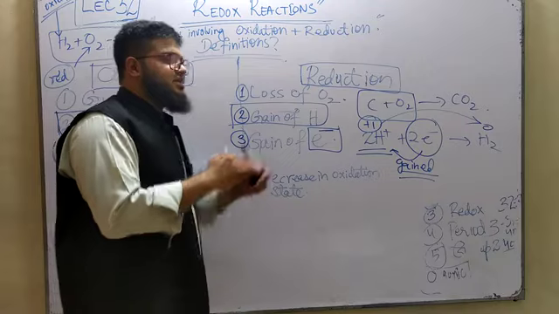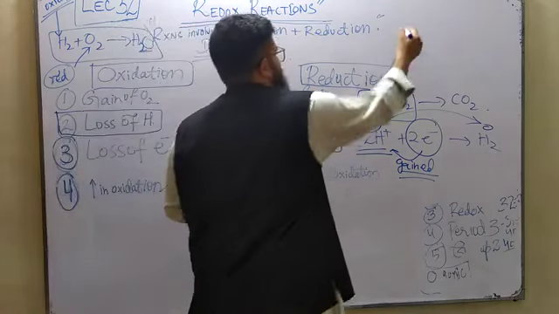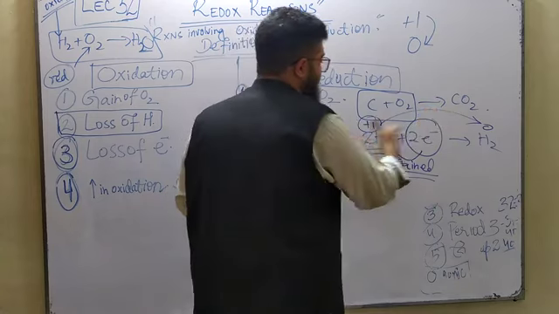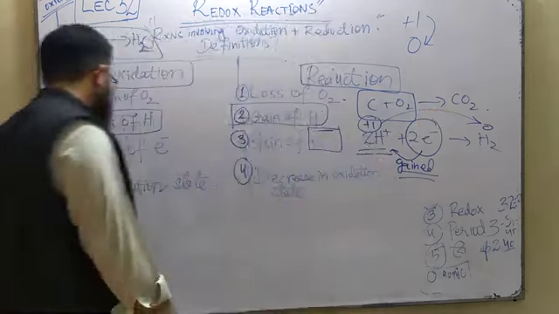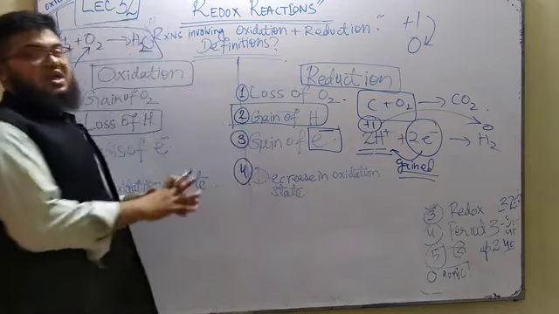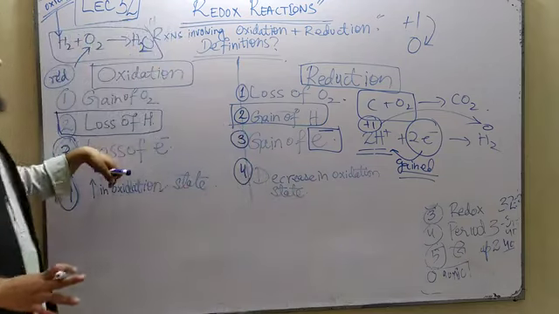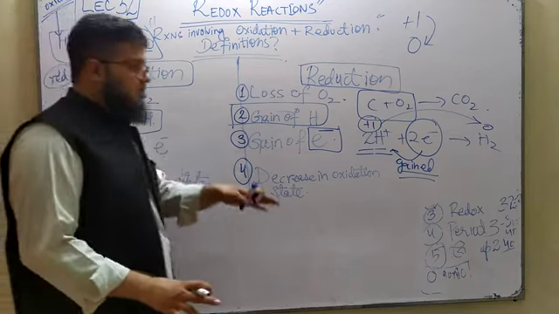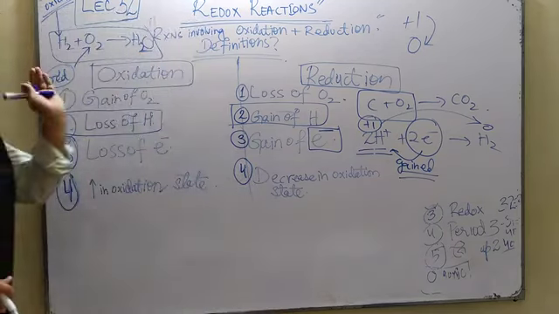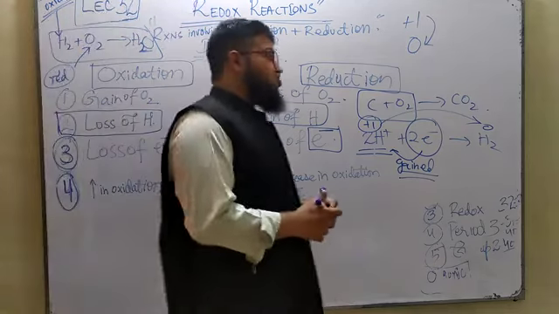+1 to 0 means it is decreasing, right? It is falling from +1 to 0. So again, according to the fourth definition as well, it is being reduced. All the definitions will give you the same answer. Third definition: it is gaining electrons, so it's reduction. Fourth definition: its oxidation number is decreasing, so again reduction.